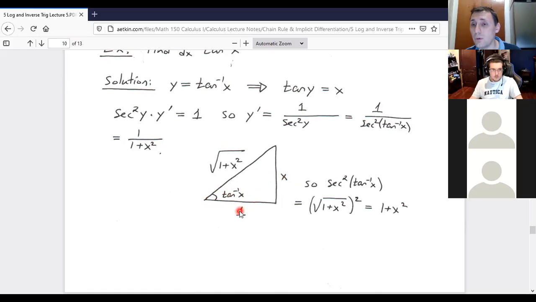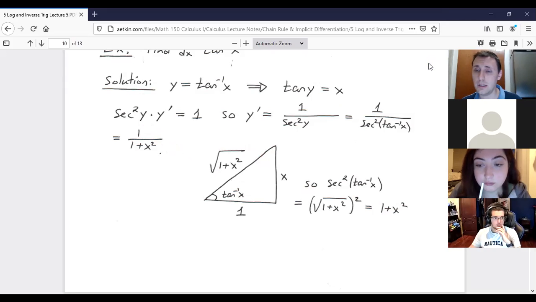And if it's in a triangle, applying tangent to it, you get x divided by 1, here x and 1, right? And so the hypotenuse is the square root of 1 plus x squared. If I apply secant, I get hypotenuse over adjacent. So that's how I get root of 1 plus x squared. And when I square it, I get 1 plus x squared. So the answer is 1 over 1 plus x squared. Do you understand how I did it? Is the entire thing clear?